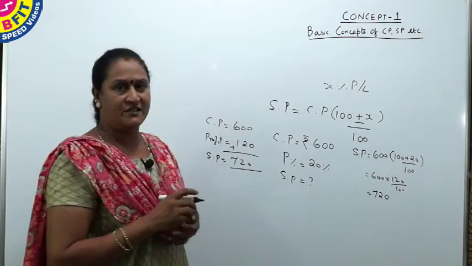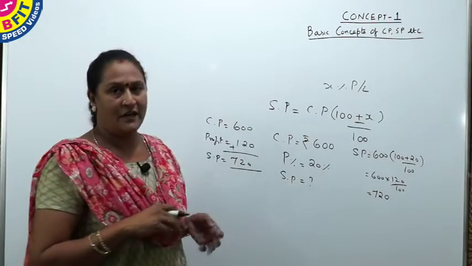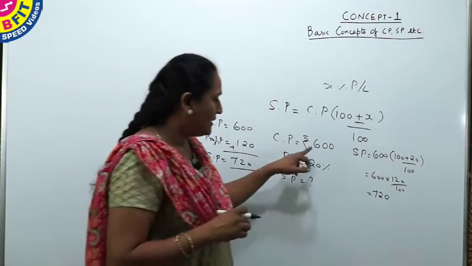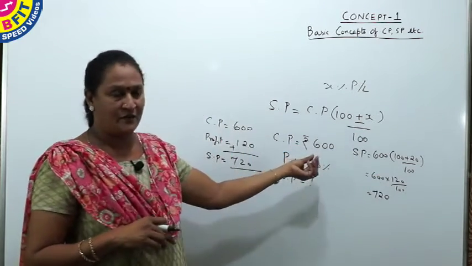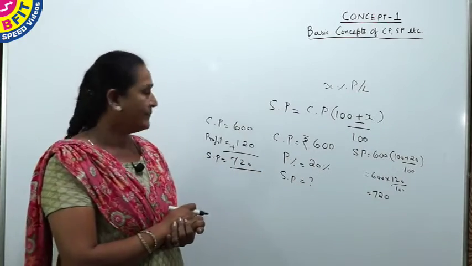So cost price 600, 20% of 600 is 120. So adding 120 with 600, we get the selling price 720. When the base is given, instead of working this, you find the percentage of the base and add it with the cost price, you get the selling price.